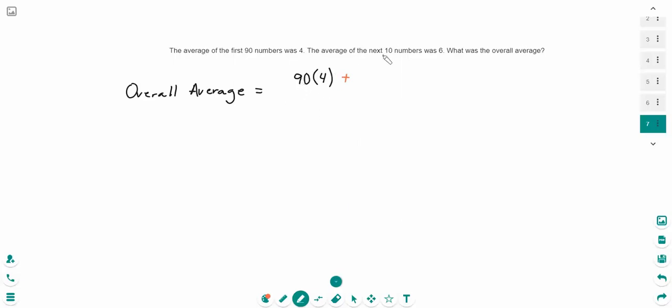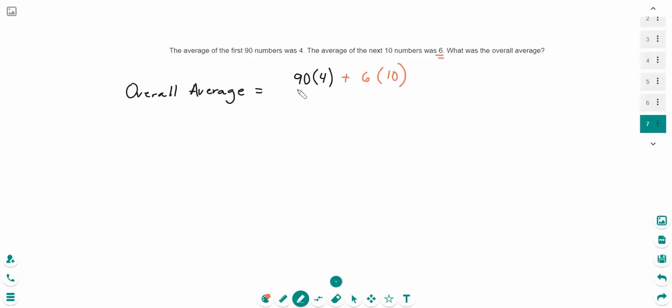What's the sum of the second set? And we're going to add that to the first set. So we have 90 times 4. The average of the next 10 numbers was 6. So again, I have number 1 plus number 2 plus number 3 plus number 4, all the way up to plus number 10. All right, but I do know that the average of those was 6, so I can replace every one of those numbers with a 6. So I've got a 6 being added to itself 10 times, which would be equal to 6 times 10. All right, so this is critical.